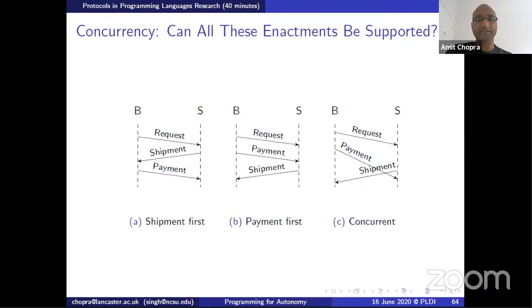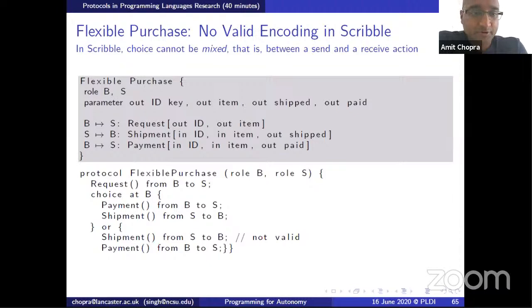And in BSPL, you can easily specify such a protocol. The way to do it, as the slide shows, is that the buyer sends a request to the seller, and in sending the request, it generates a binding for ID and item. The seller, to send a shipment, all it needs is a binding for the ID and item, and then it can produce a binding for shipped. So if the seller has received a request from the buyer, it knows the binding of the ID and item, and it can send the shipment.